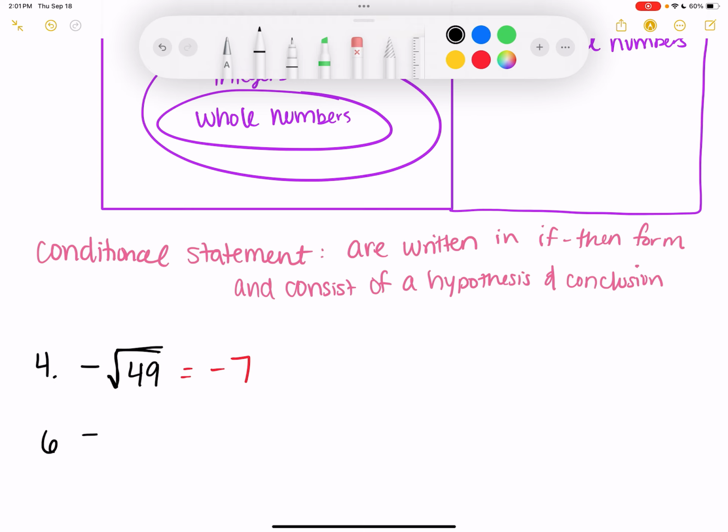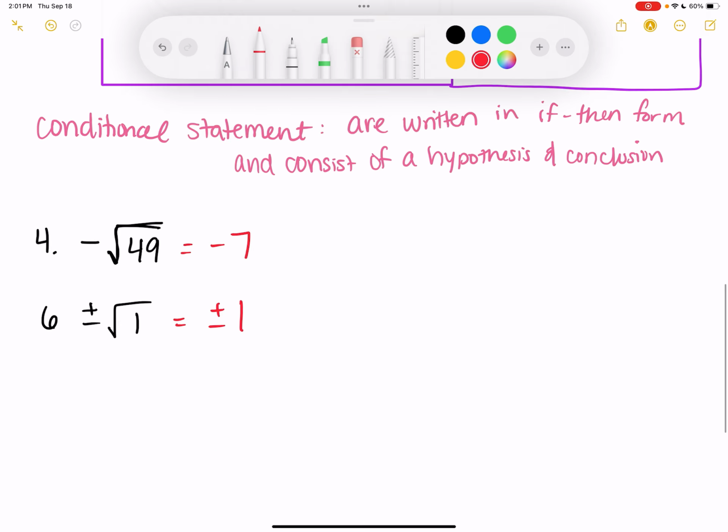Number 6 is plus or minus the square root of 1. What's the square root of 1? 1. So we're going to keep that plus or minus, and we put 1. Number 8 is plus or minus the square root of 121. What would that one be? Plus or minus 11.